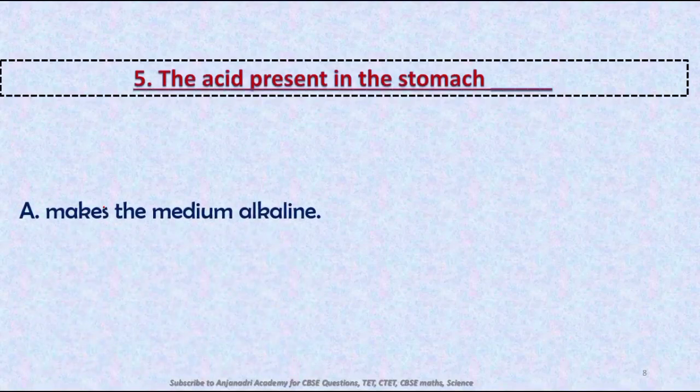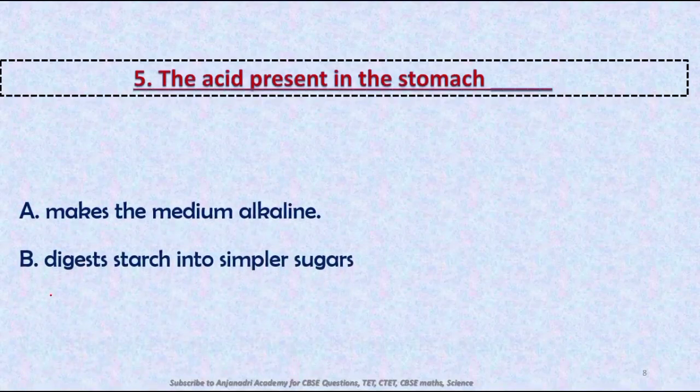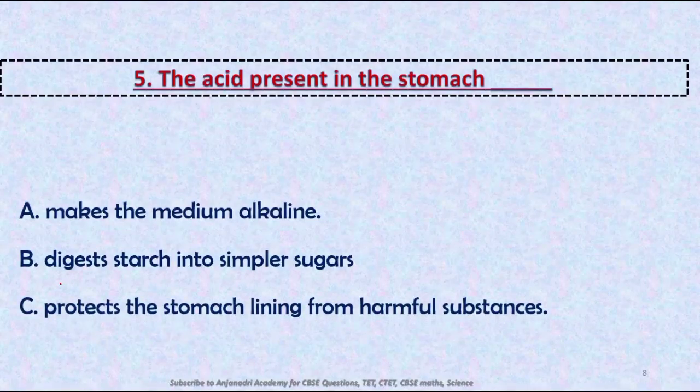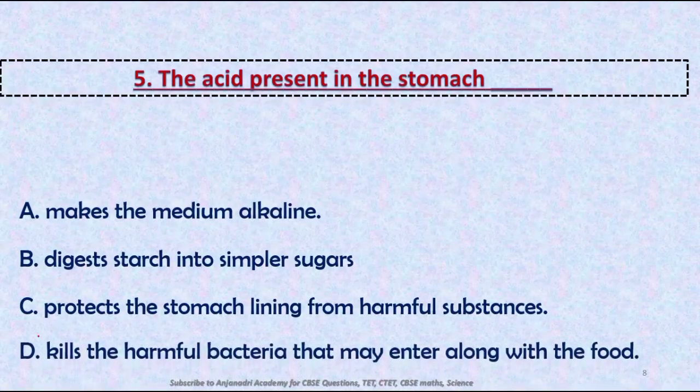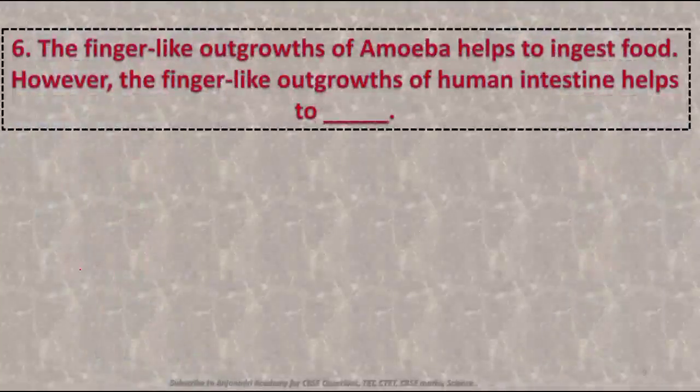The acid present in the stomach: makes the medium alkaline, digests starch into simpler sugars, protects the stomach lining from harmful substances, or kills the harmful bacteria that may enter along with the food. The correct answer is option D. The acid kills the harmful bacteria that may enter along with the food. Here is the next question.